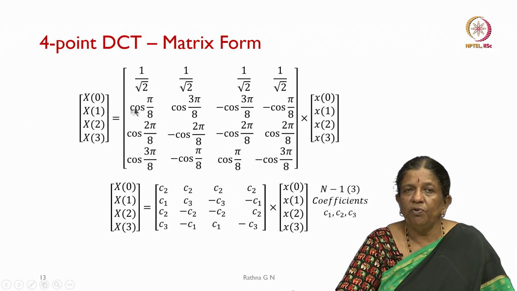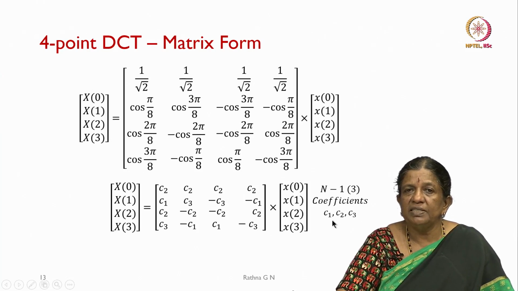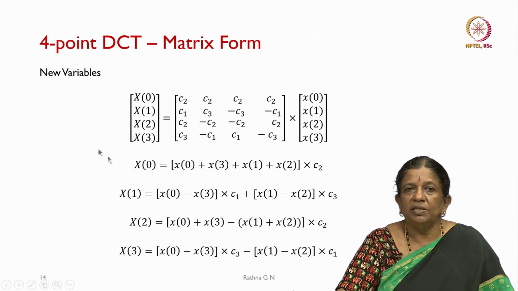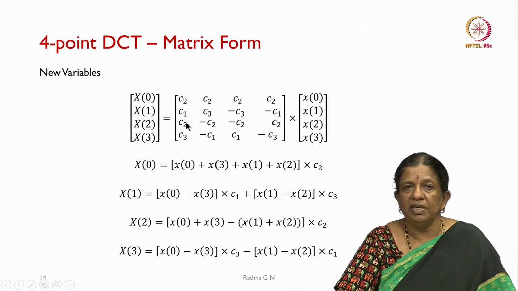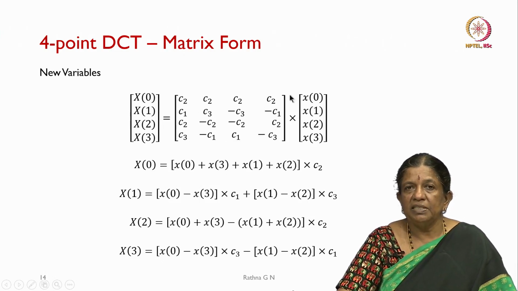So, we will know that 4-point DCT needs 4 coefficients. So, that is C1 to C3, n minus 1 coefficients, that is what is going to be used. It is shown here, n minus 1 is 3 coefficients, that is C1, C2, C3 that we need to represent our coefficients here. Okay. So, some of the new variables, how we can modify it is, we know that it is C2, this is x of 0 and we have rewritten the thing.